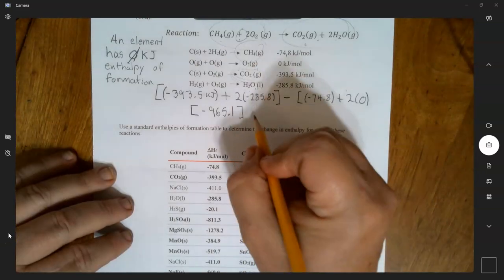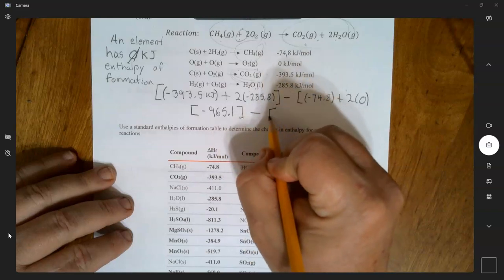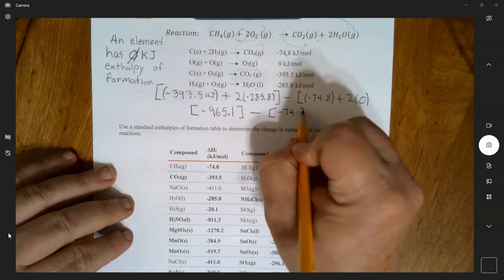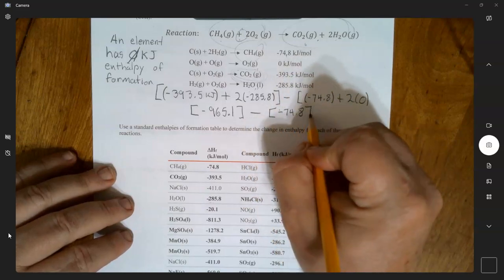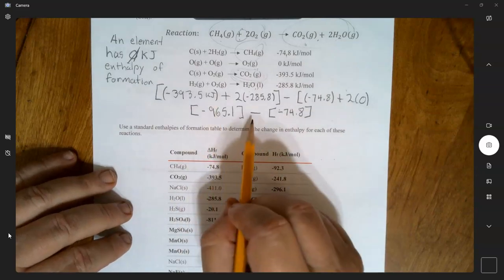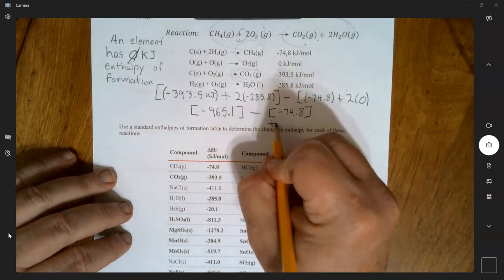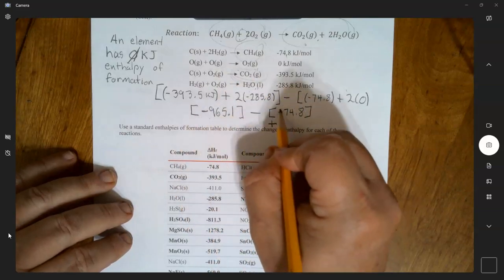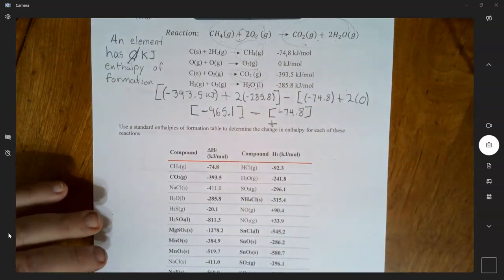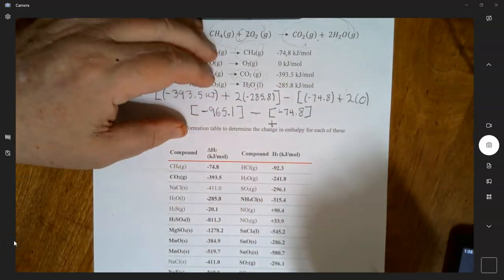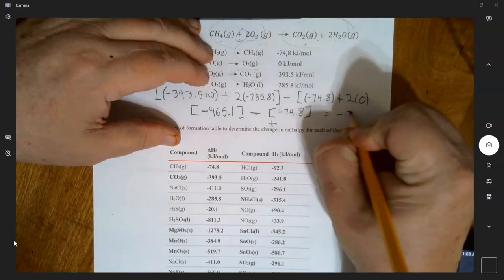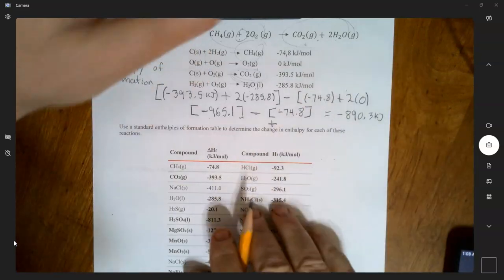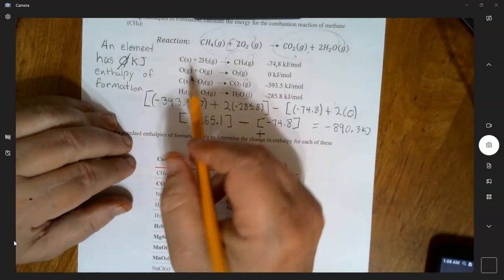Okay, now over on the other side, we've got to put the negative sign in, and then negative 74.8. The 0 goes away. So be careful, this is going to become a plus sign. So it's going to be negative 965.1 plus 74.8, because the negative turns into a plus sign, and we get negative 890.3 kilojoules, and that's how much energy comes out.